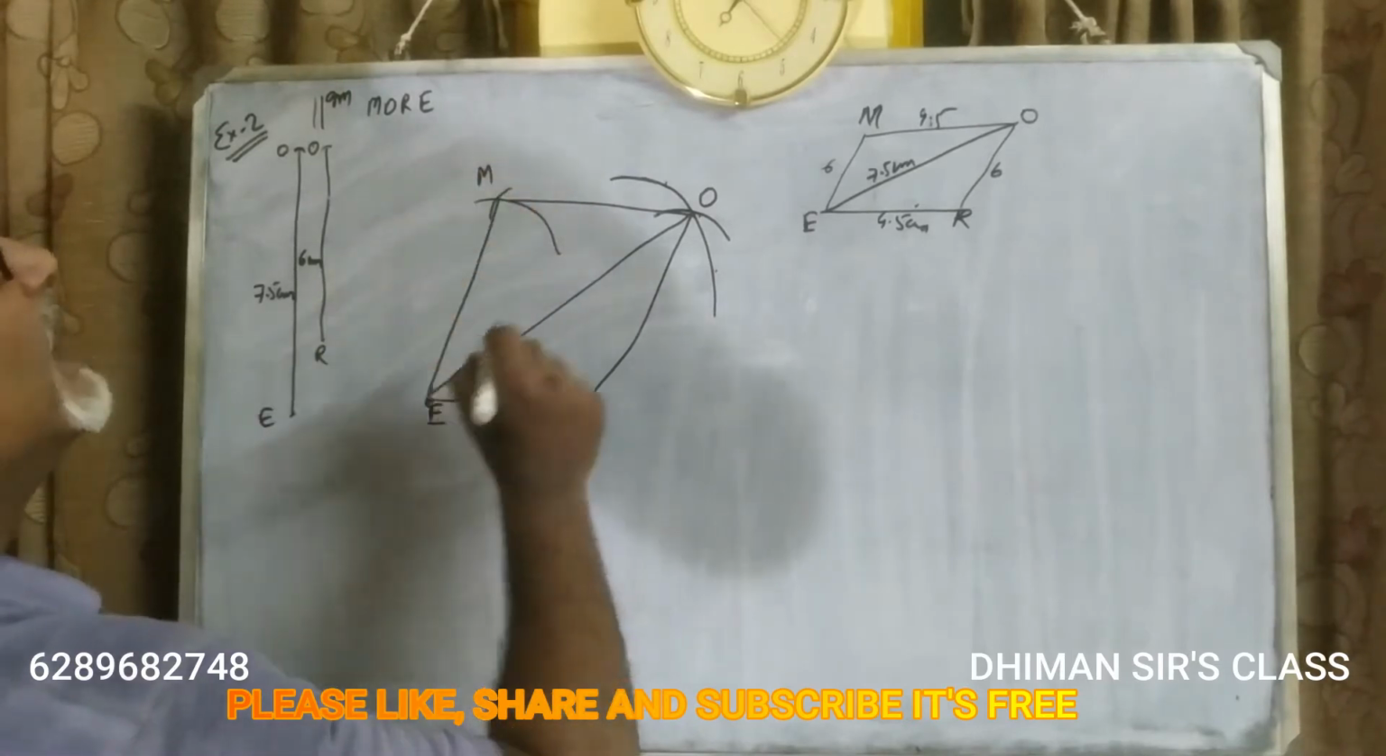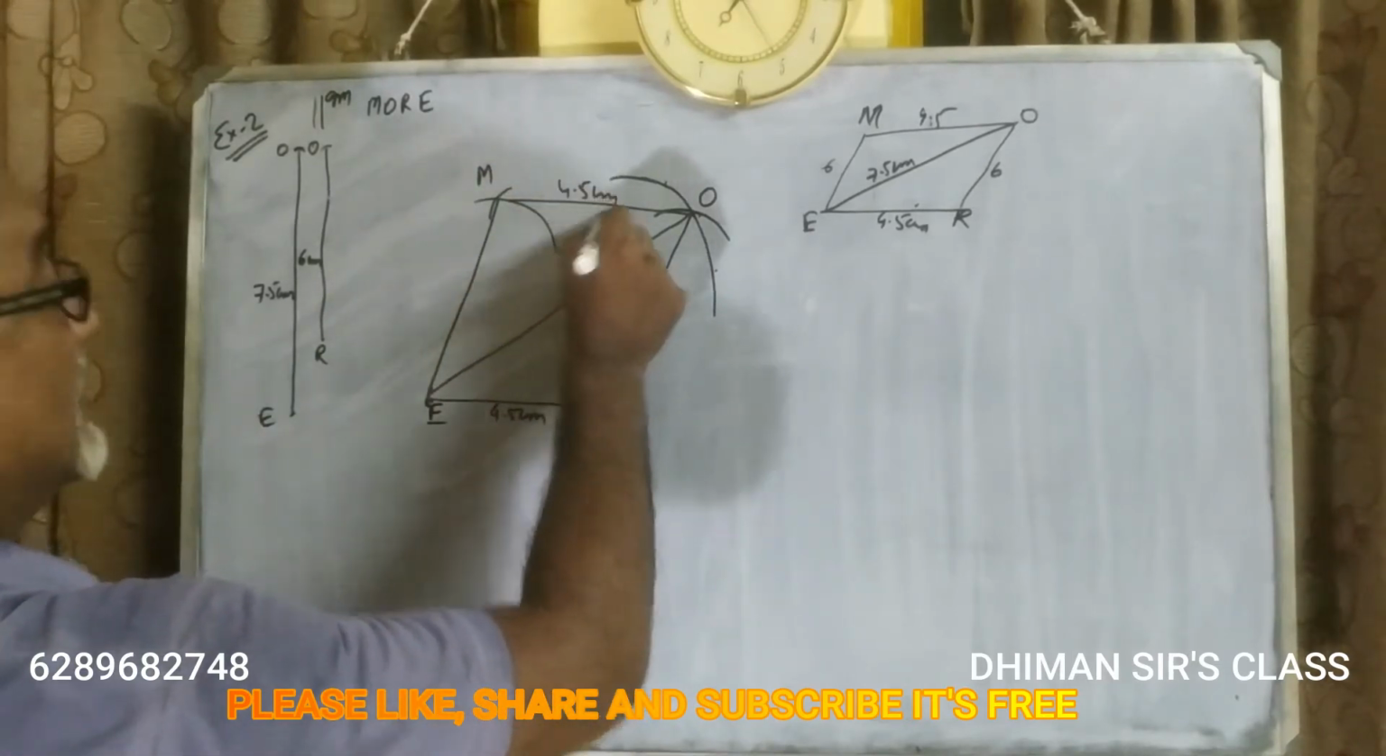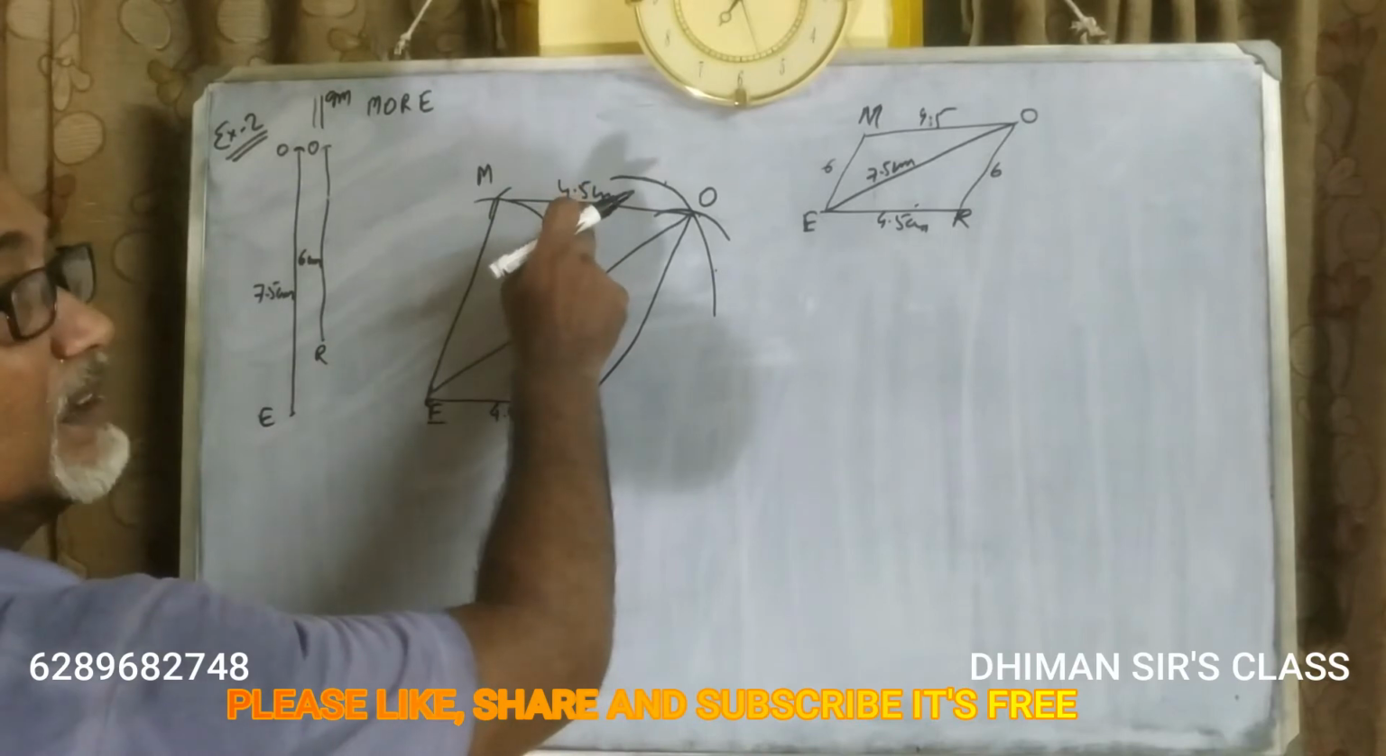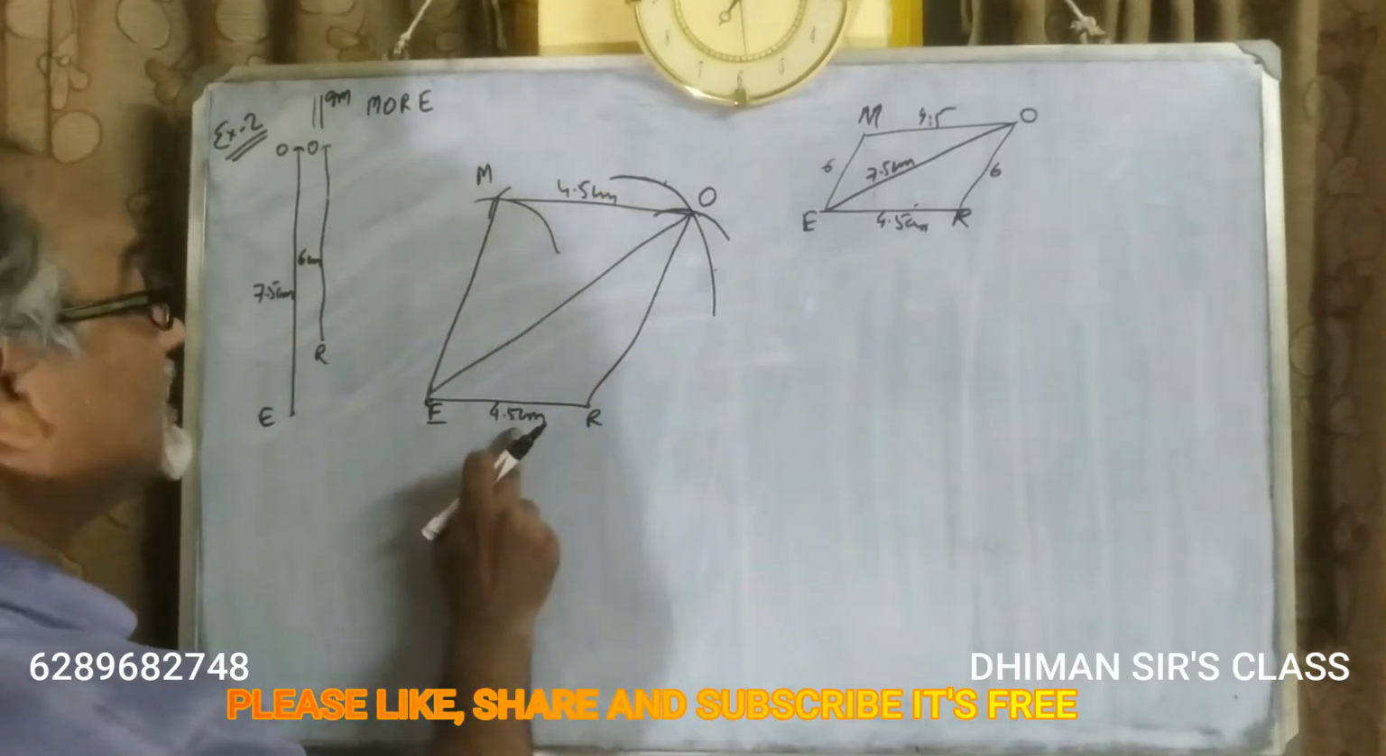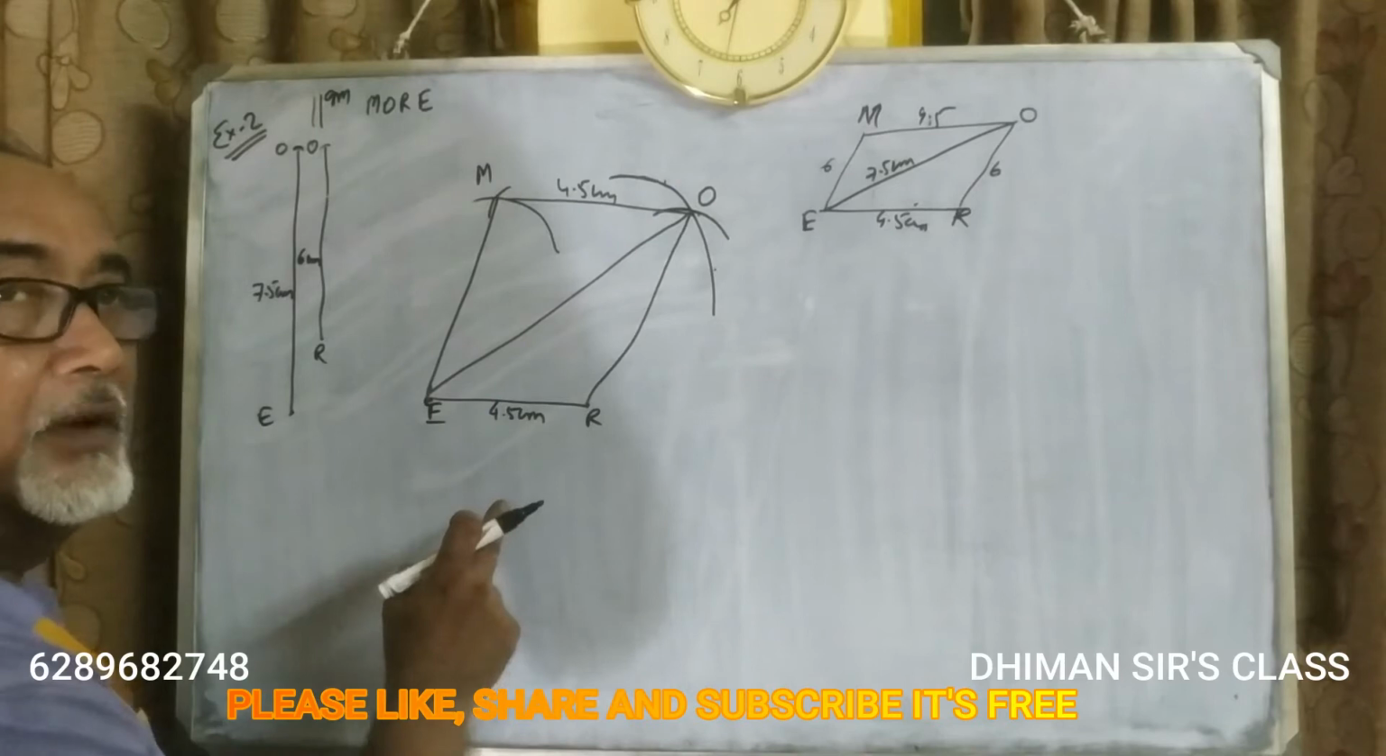This will be M. So it is 4.5 centimeter. It is also 4.5 centimeter. Though it is not given in the question, you may write, you may not. But this one is given in the question, you have to write. Otherwise your marks will be deducted.